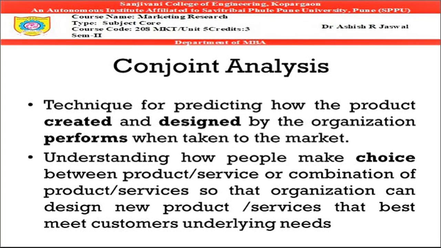With this, I suppose it makes very clear that conjoint analysis is nothing but understanding how people make choices between the product or services or combination of product services, so that organizations can design new products or services that best meet the customer's underlying need.